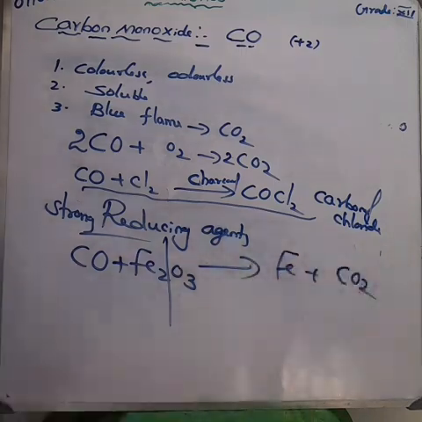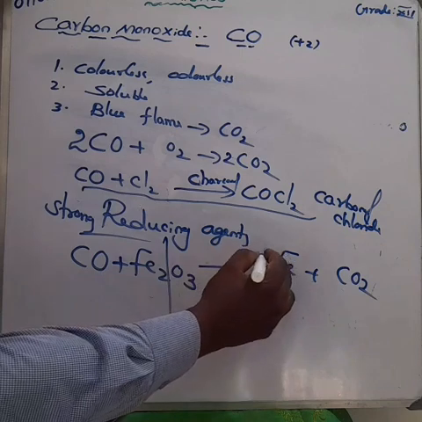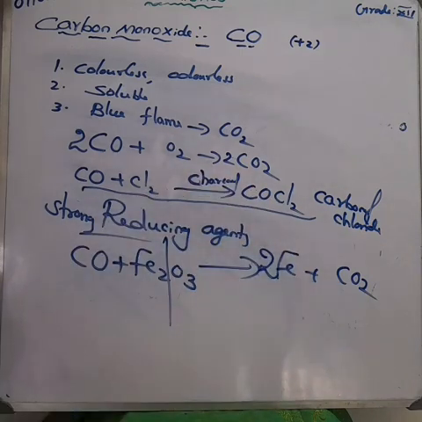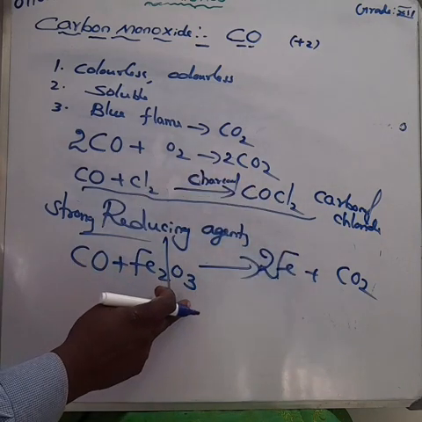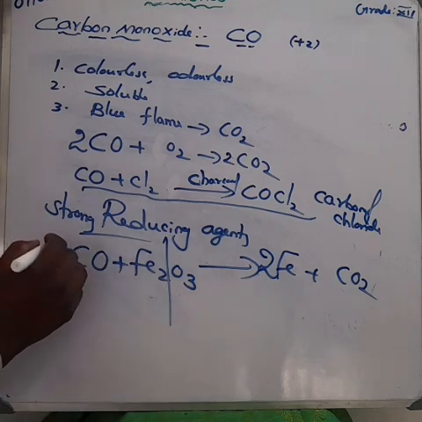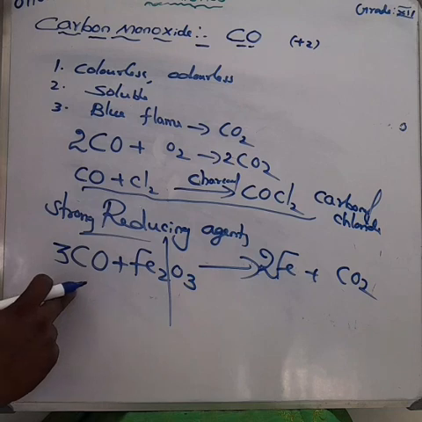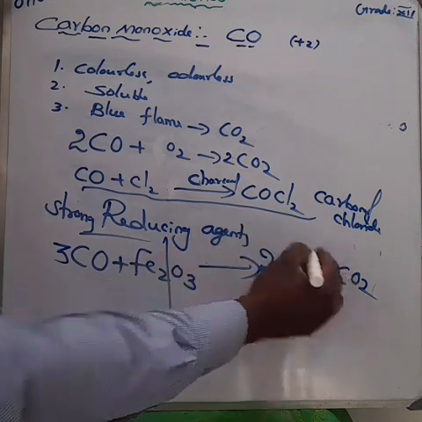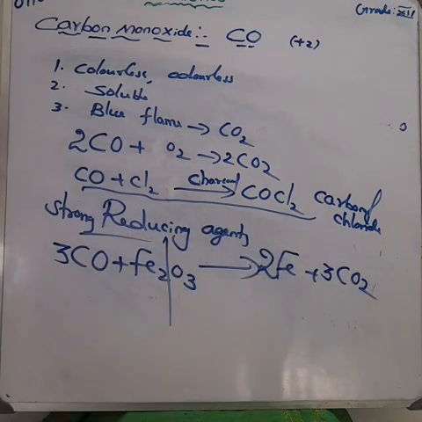How much iron is there? 2 iron, so the product should make it 2 iron here. Next, how much oxygen is there? 3 plus 1, 4. So you have to make it 3 carbon monoxide in the reactant side, which means the product should also be converted into 3 carbon dioxide. Now the equation is balanced.